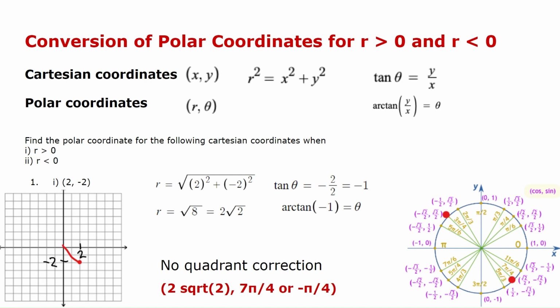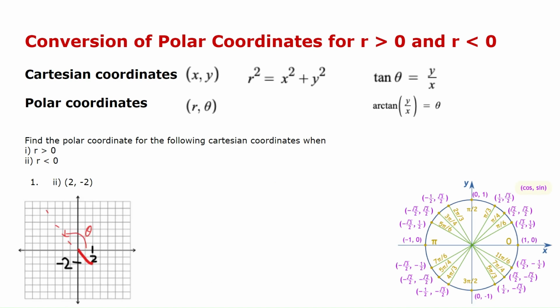So this is our answer, and in this situation we have no quadrant correction. A quadrant correction happens when the specific angle that you're trying to find is outside of the range of arctan. And I think this will become a little bit clearer once we see the other examples.